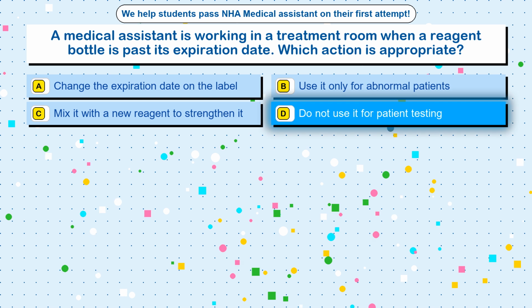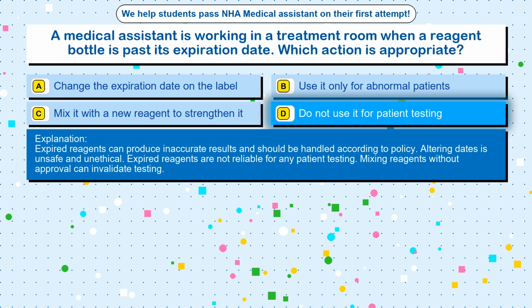The correct answer is option D, do not use it for patient testing. Expired reagents can produce inaccurate results and should be handled according to policy. Altering dates is unsafe and unethical. Expired reagents are not reliable for any patient testing. Mixing reagents without approval can invalidate testing.